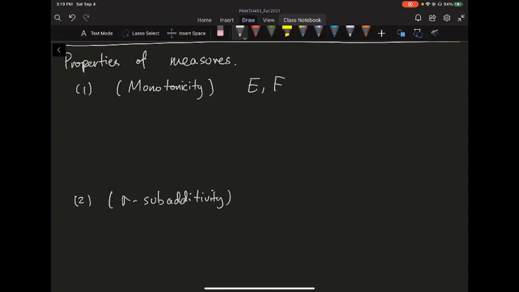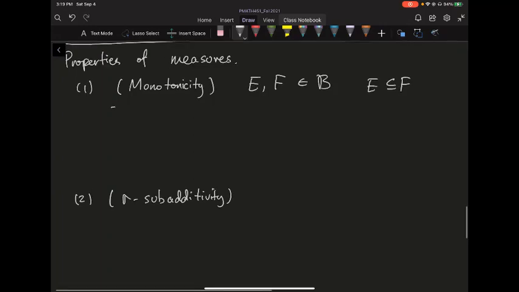Suppose you have two elements, E and F, measurable sets, and suppose E is contained in F. Well, then the conclusion is that the measure of the set E is going to be bounded above by the measure of F. In other words, when the set is monotone, E being the smaller set, the measure mu of E is also smaller.